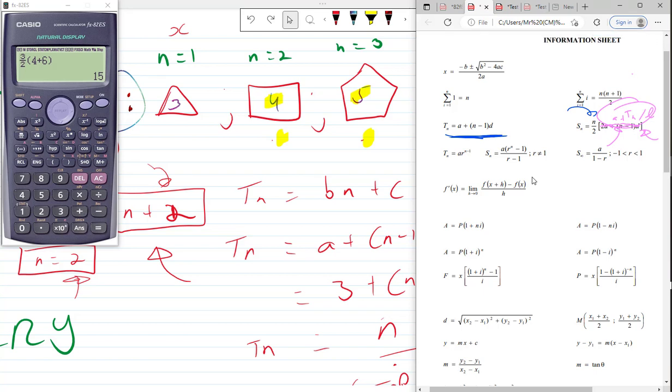Okay, let me rephrase that. You won't find this in your formula sheets. It will not be in your formula sheets, but please know to use it. Know that it exists and that you can use it to solve your problems.